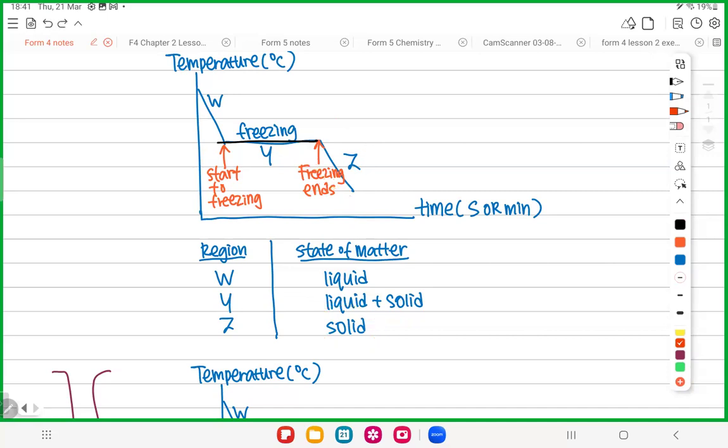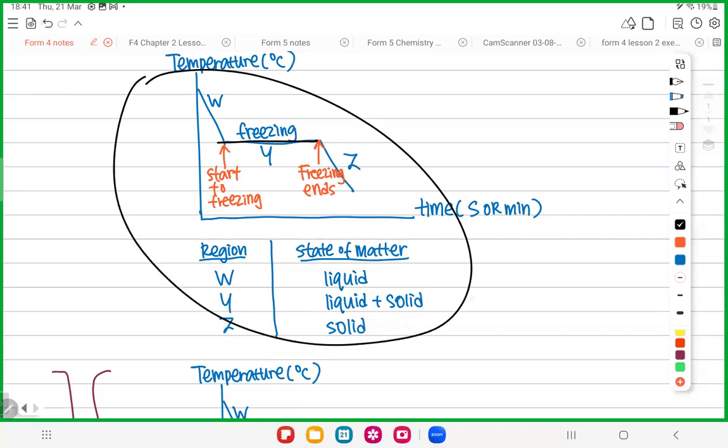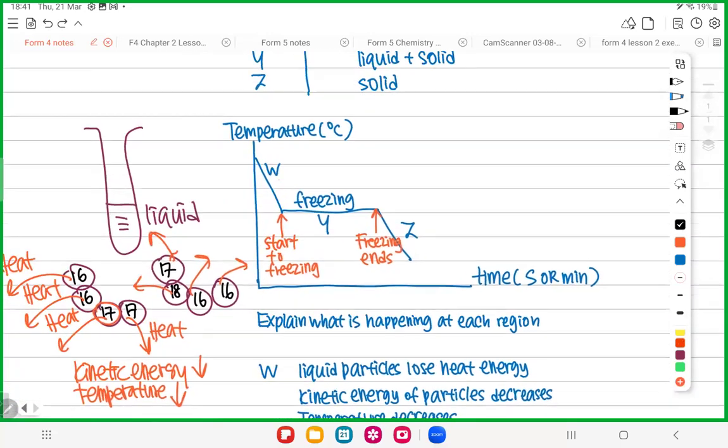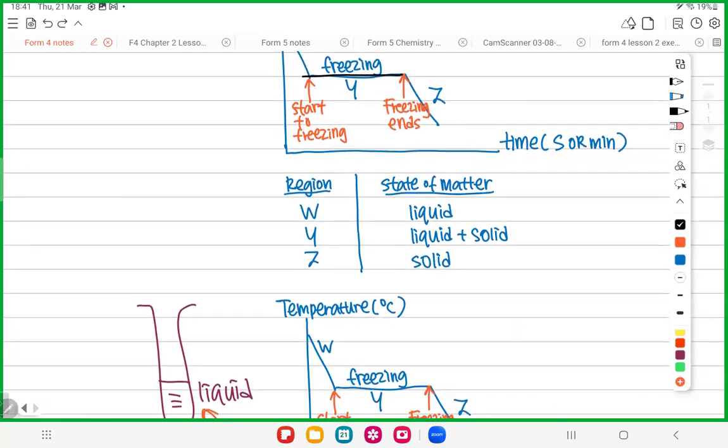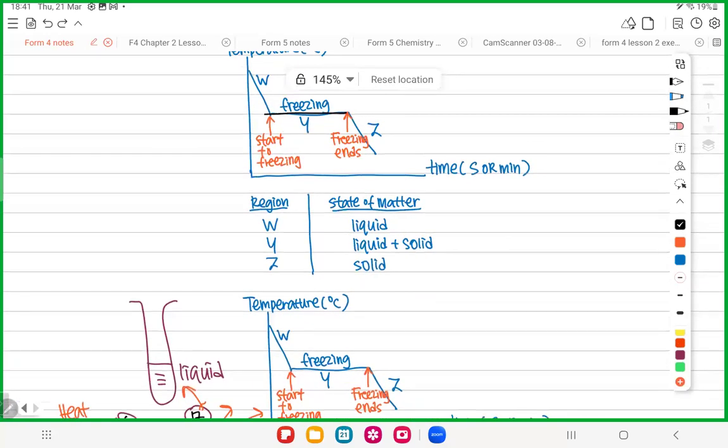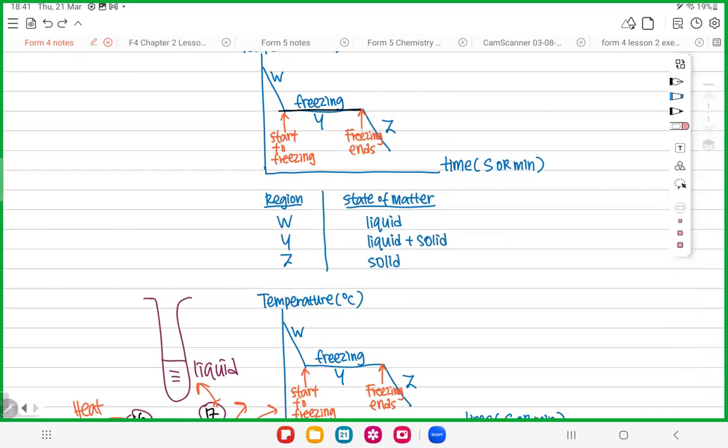So this is not very hard. If you understand the heating curve, this one shouldn't be too hard for you. As simple as that.